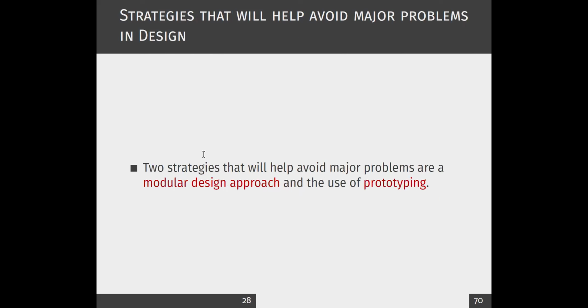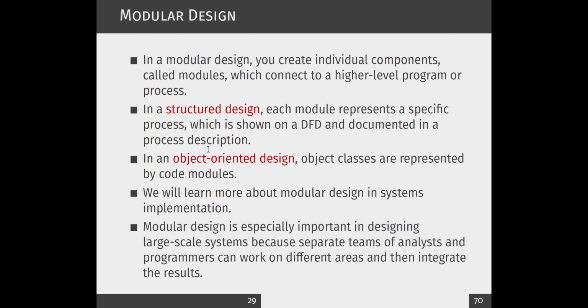Then strategies, you have to avoid major issues in the design. So you can use two strategies. First one is the modular design approach, and you can use prototyping. Those are the two techniques that you can use to avoid or limit the problems you are facing. So what is modular design, right? In modular design, you create what we call modules. That means individual components. And then it will connect to a high-level program or diagram.